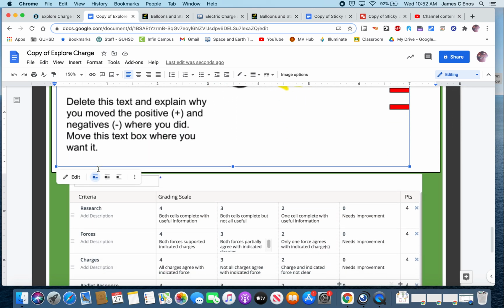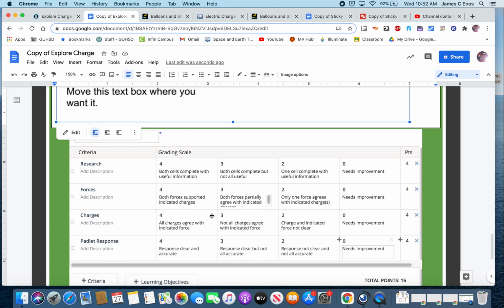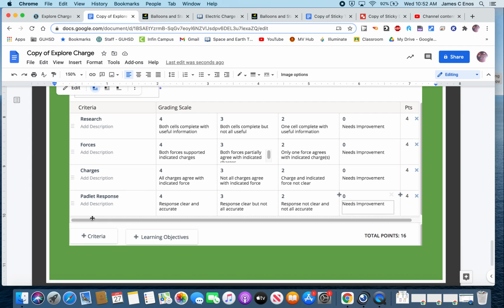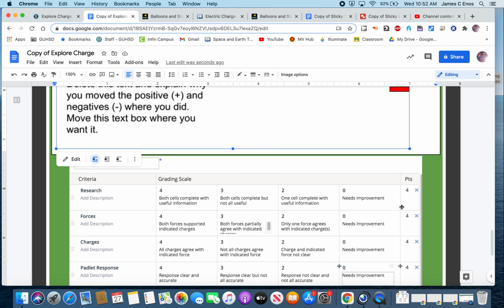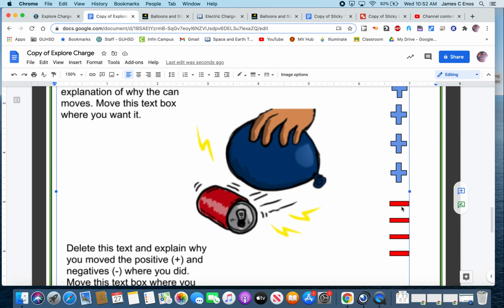Once you're done with this, you can take note of the grading down here. I'm not doing a Padlet response, but you can take note of the criteria at the bottom for how this will be graded.